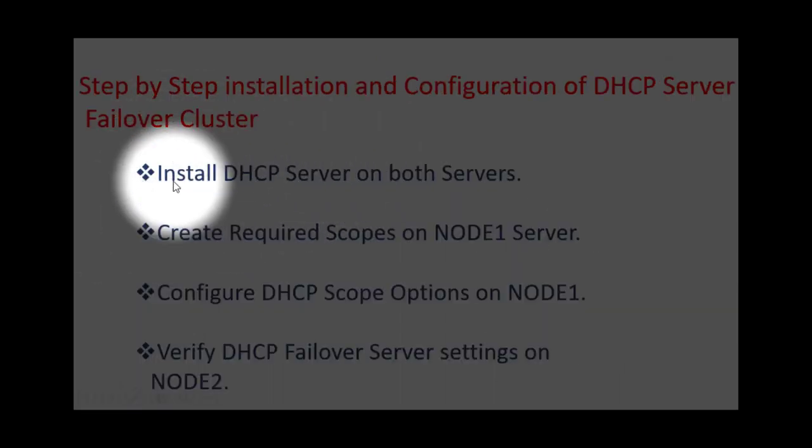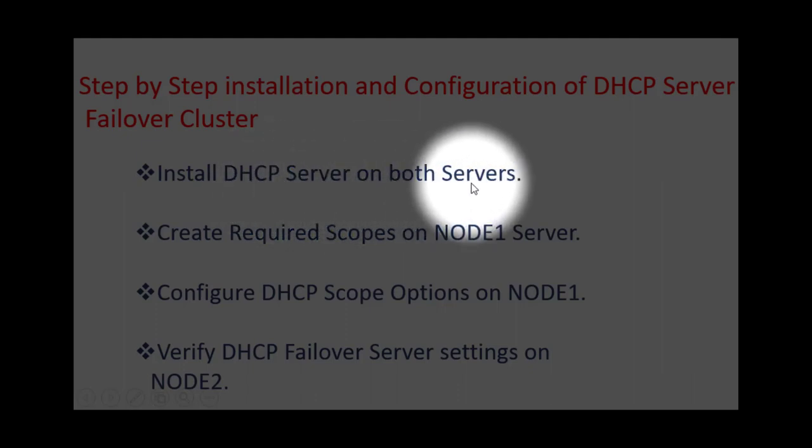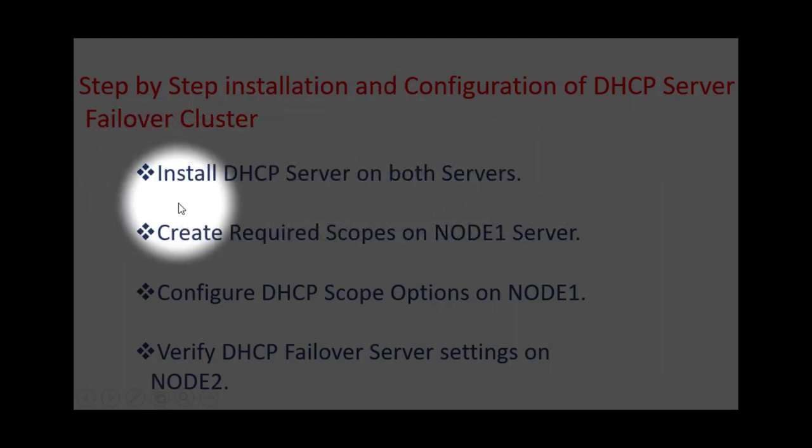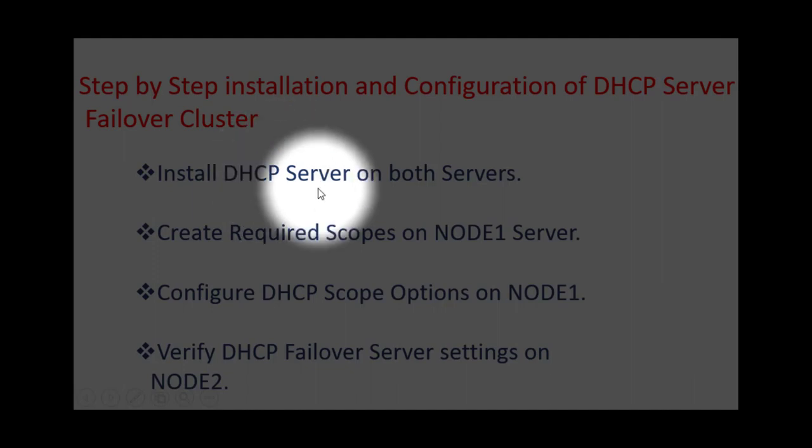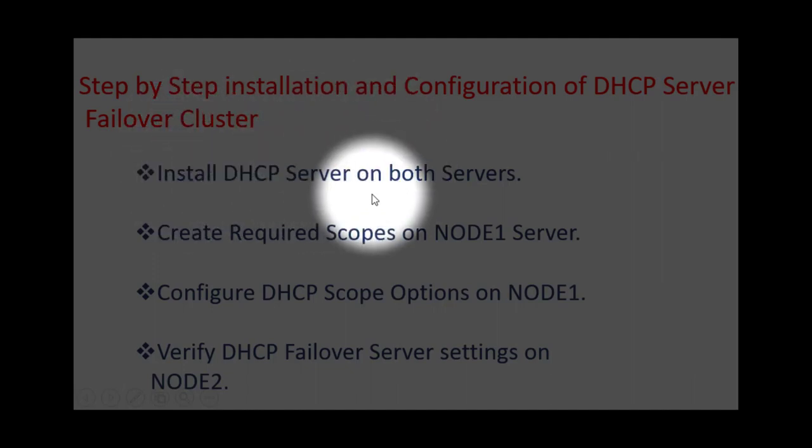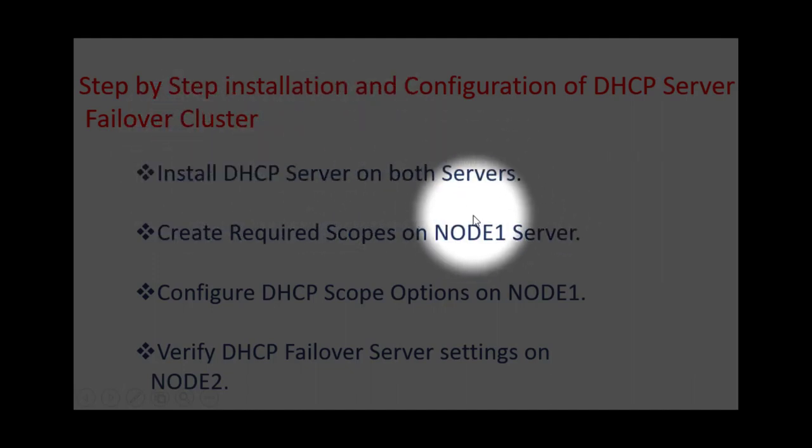So as you can see, we should install DHCP server on both servers. We're going to install the DHCP server role on node 1, and then we install it on node 2. Let's see how we do that.